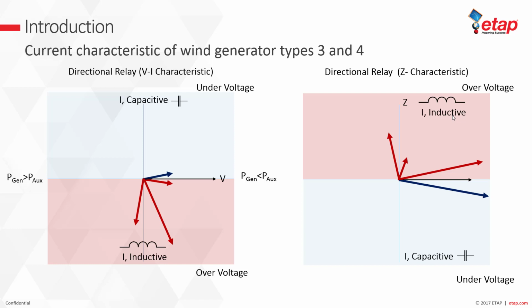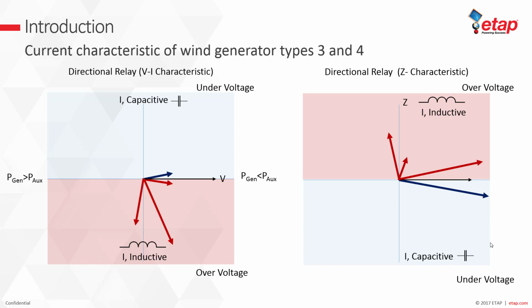So the WTG behaves like an inductor when there's an over voltage on the system. If the WTG is not connected and there's an over voltage, once we connect the WTG, it behaves like an inductor to bring down the voltage.